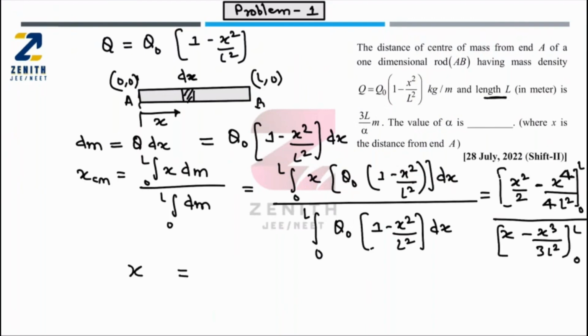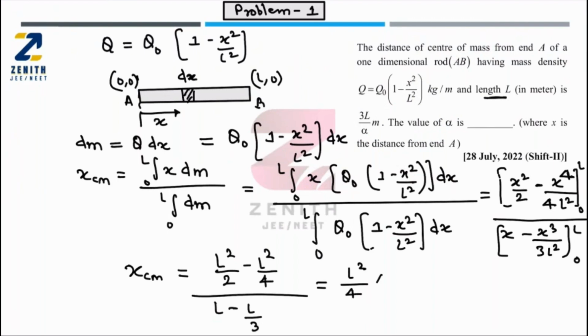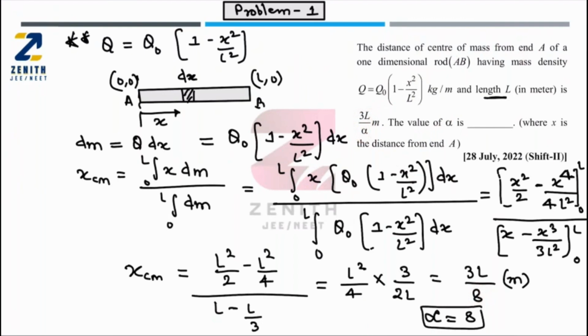You just put the upper and lower limits and you will get the x center of mass. So x center of mass is L square by 2 minus L square by 4, divided by L minus L by 3, because L cube by L square is L. So L square by 4 into 3 divided by 3L minus L, which is 2L. So you will get 3L by 8. Now you can compare with the center of mass they have given, 3L by alpha. They are asking the value of alpha. Alpha is nothing but 8. That means alpha in this question will be 8. Very, very good question.